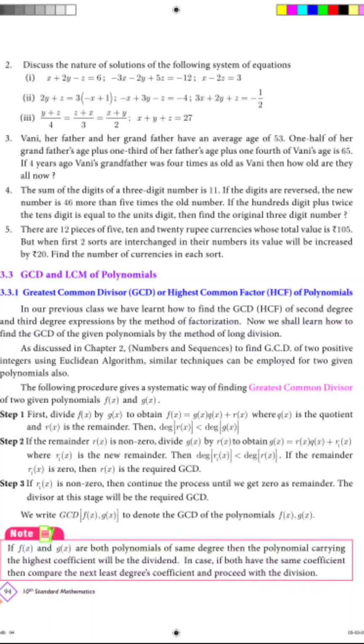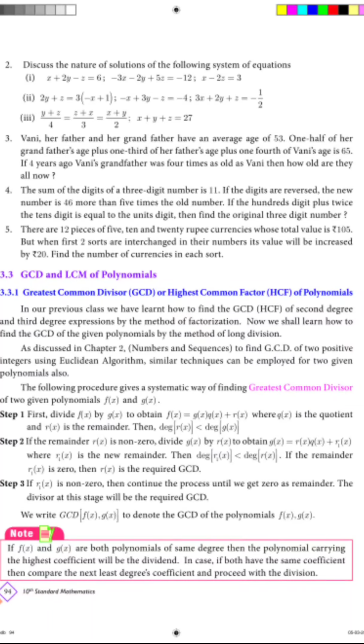And second statement, 1/2 of her grandfather's age, so grandfather's age divided by 2, and plus 1/3 of her father's age, divide her father's age by 3, and 1/4 of Vani's age. Plus is given, so add them all up. It is equal to 65.